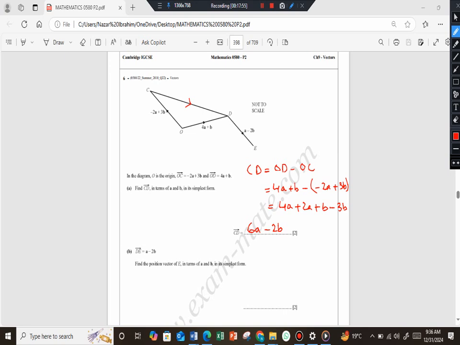Clear? Part B: DE is equal to A minus 2B. Find the position vector of E. Position vector of E means starting from O till E, right? OE, we need to find out OE. So OE is simply OD plus DE. So OD is 4A plus B, and DE is A minus 2B, right? So 4A plus A is 5A, plus B minus 2B is minus B. Clear? Okay, going forward.